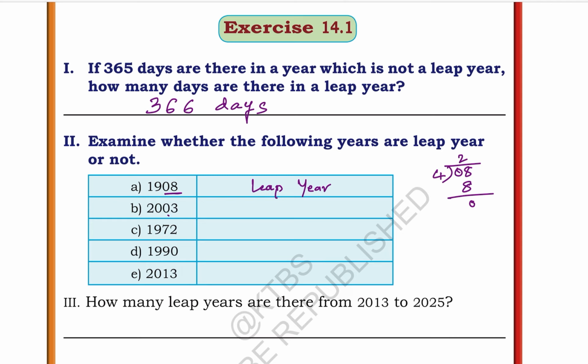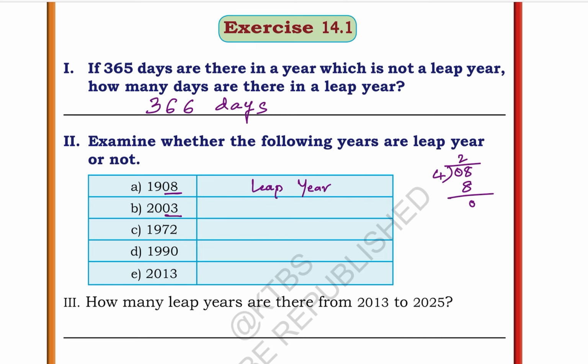2003 is not divisible by 4. Do you know tables, students? Up to where do you know the tables? 2 1s are 2, 2 2s are 4, up to 12 you must know. In class number 4, up to 12 you must know. If you are in 5th class, you should know up to 15. If you are in 6th class, you should know up to 20. Okay.